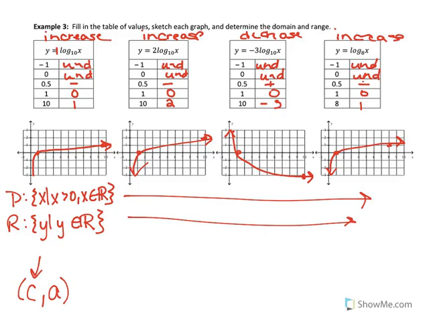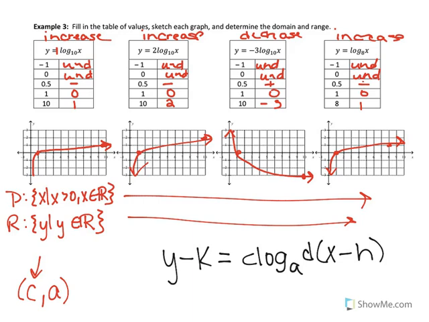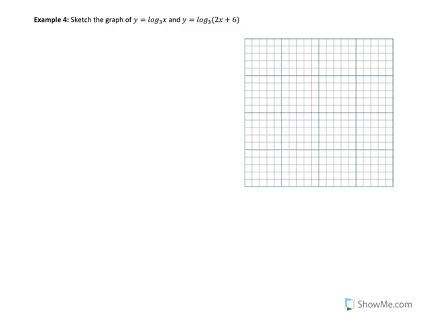We can also apply the transformations like we have been doing with every other unit. So our transformed function will be y minus k equals c log base a of d times x minus h. All of those variables are the things that have been happening the whole time. Our c value is going to stretch it up and down. Our d value is going to stretch it left and right. Our h value moves it left and right, and our k value moves it up and down. And we can make the same mapped points like we have been doing.